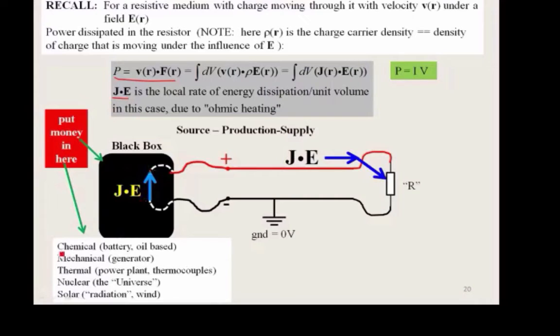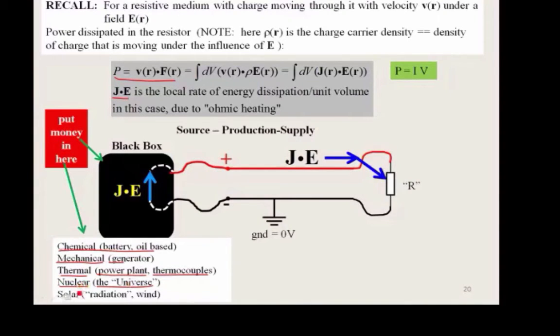So what are those? Well, there's batteries, there's mechanical devices, generators, there's thermal devices, which we've talked about, power plants. There's one that's not used very often, that's thermocouples. Nuclear, that is where the energy came from the universe. It's hand-delivered by elements that have the nuclei, which will decompose in order to give you the energy release.